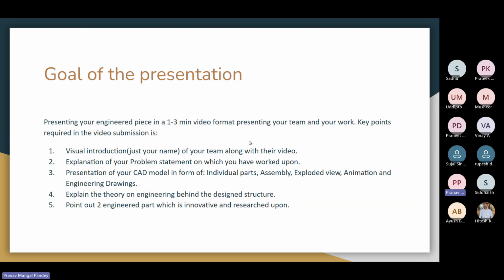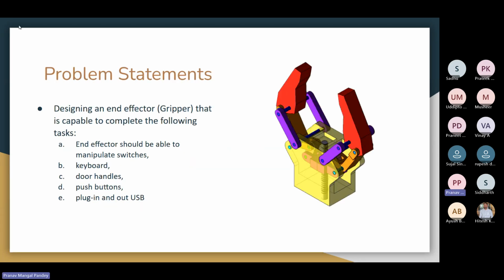What are the problem statements? Problem statement number one: design an end effector that is capable of completing the following tasks. There are 5 tasks. All of these are relevant for our URC and IRC 2025. So what are those parts? It can manipulate switches, keyboards, door handles, push buttons, and plug in and plug out USB.